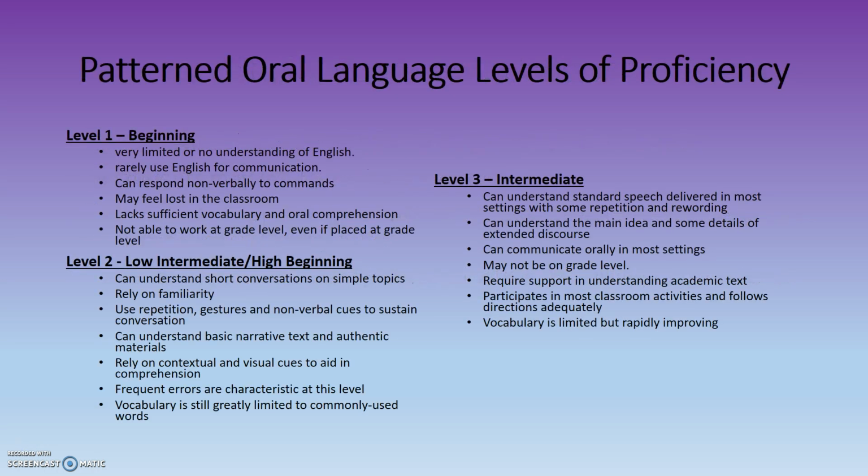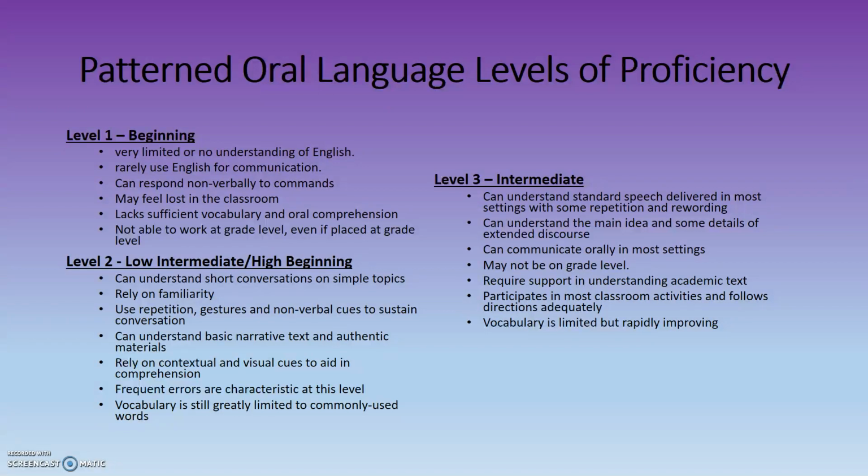Pattern oral language levels of proficiency. Typically, oral language falls within levels 1, 2, and 3, although it is not limited to just 1, 2, and 3. Level 1 is the beginning, with very limited or no understanding of English. They rarely use English for communication and can respond non-verbally to commands. The student may feel lost in the classroom. They may lack sufficient vocabulary and oral comprehension, and they're not able to work at grade level, even if placed at their grade level.